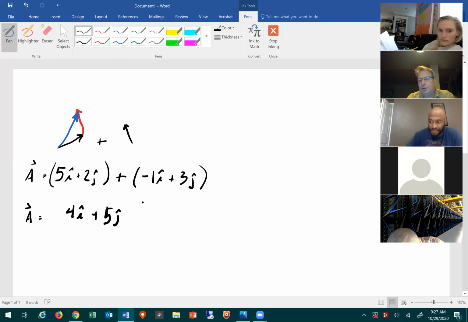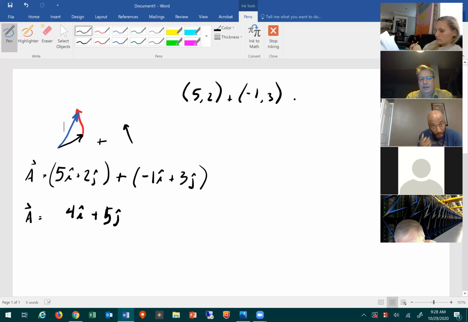I just add each term, i's and j's. And the same thing would be done as far as vectors are concerned in three-dimensional space. So a lot of times it might be better if I did this: (5, 2) plus (-1, 3) is equal to (4, 5). So the blue vector goes over 4 and up 5. So vector arithmetic is pretty simple. When I subtract a vector, do you understand how easy that is? I just add the negative.